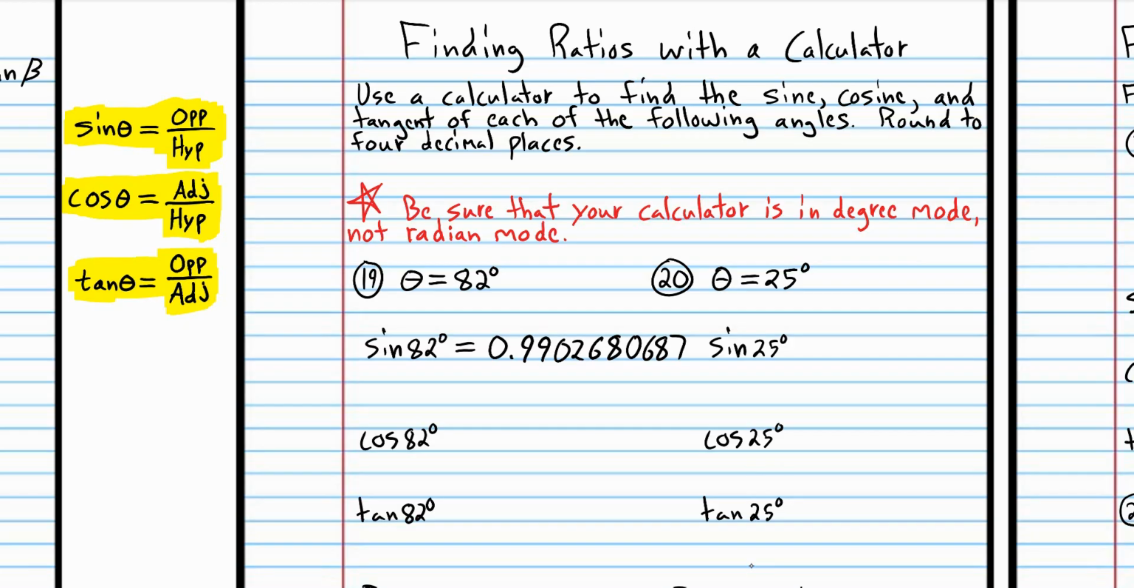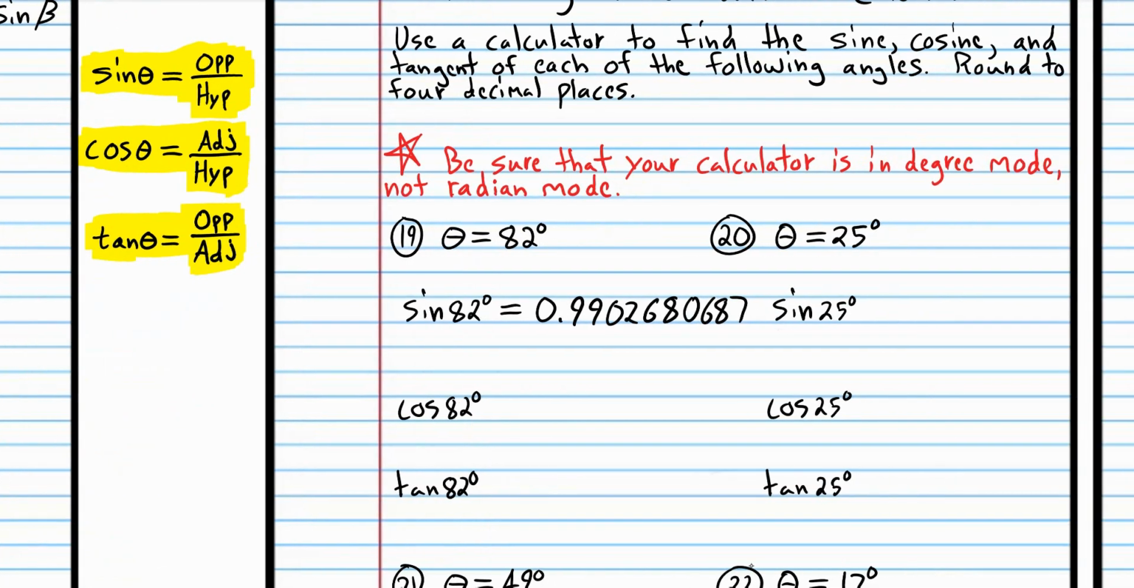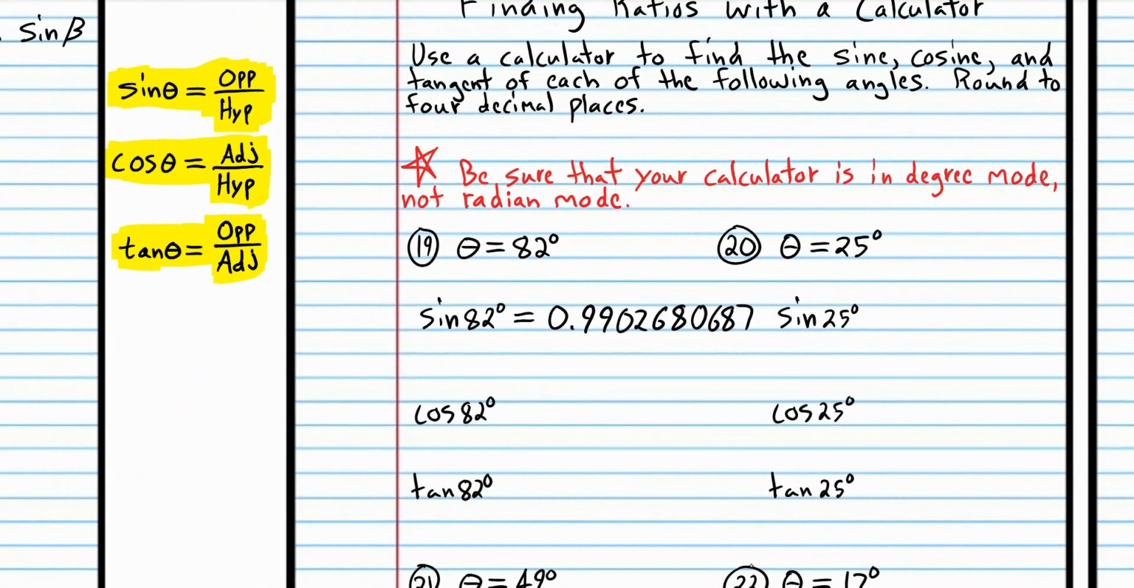Now, before we do that, I want you to know that if you're using an Android phone, you have to do it backwards. First, you push sine, and it might have a parenthesis there. Then you write 82, and then you push enter. So with an Android phone, it might be different, and it might be different if you're using a Casio or a Texas Instrument. You might have to put the sine button first. But with an iPhone, you have to put 82 first, then push the sine button. That's the way it is with a lot of calculators.